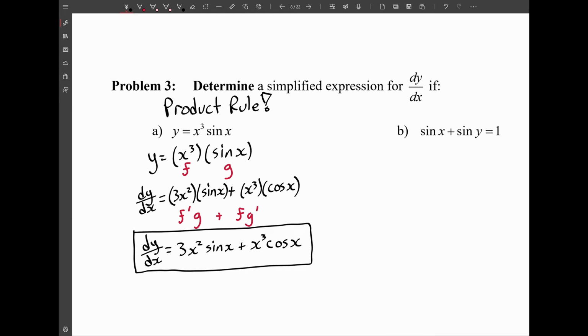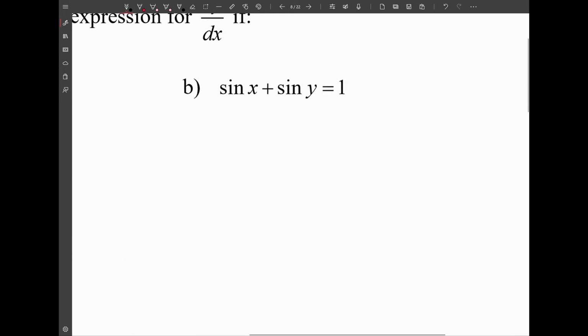All right, so that's how we use the product rule on trig. It's no different than product rule on not trig. Let's try then this one.